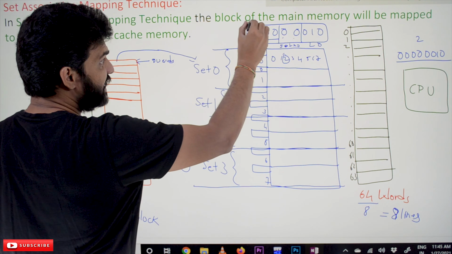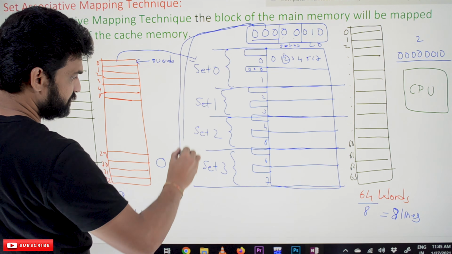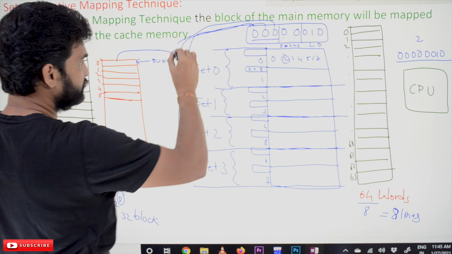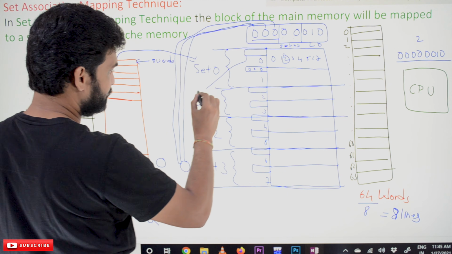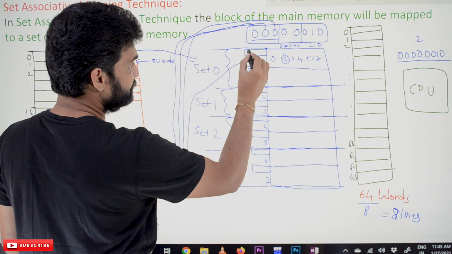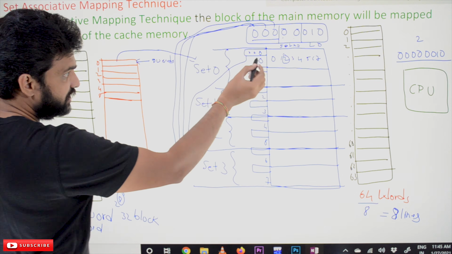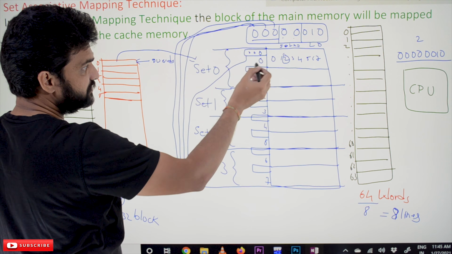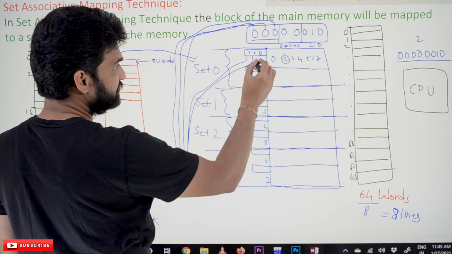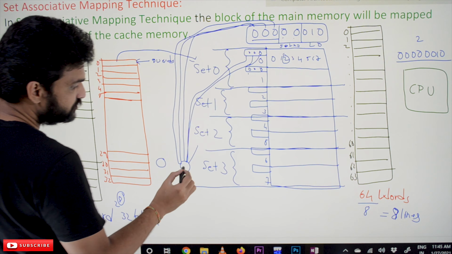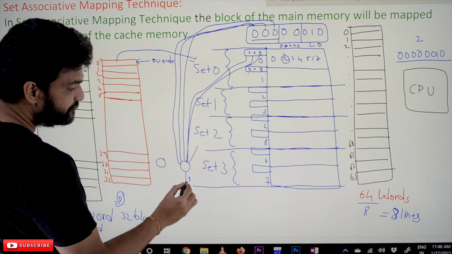So these 3 tag bits are transferred to the comparator, and comparison is done between these 3 bits. For example, here we have 0 0 0. So these 3 bits are compared in the comparator, and if it turns out to be true, it is a hit.